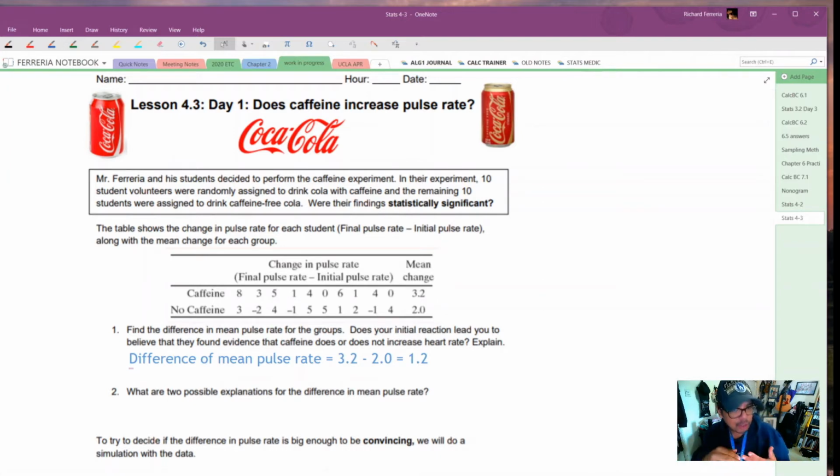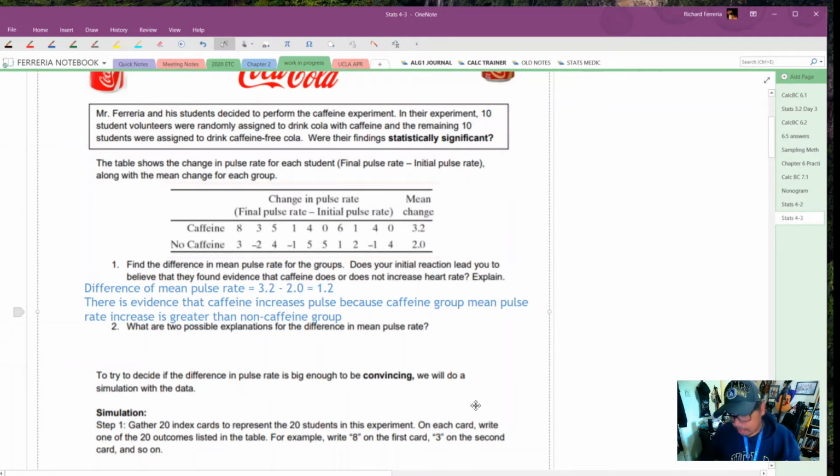Does this initial reaction lead you to believe that you have found evidence that caffeine does or does not increase heart rate? Well, I think the evidence kind of points us to caffeine does increase pulse rate, because the caffeine group had a higher increase in their pulse rate than the non-caffeinated group. Moving on to number 2. What are 2 possible explanations for the difference in mean pulse rate?